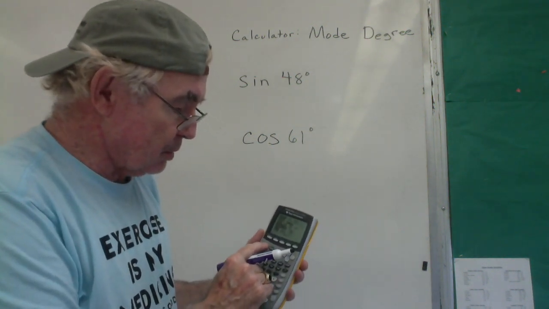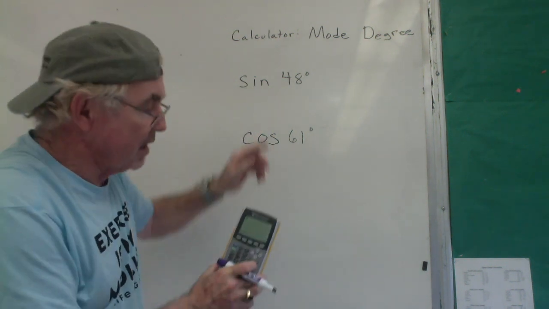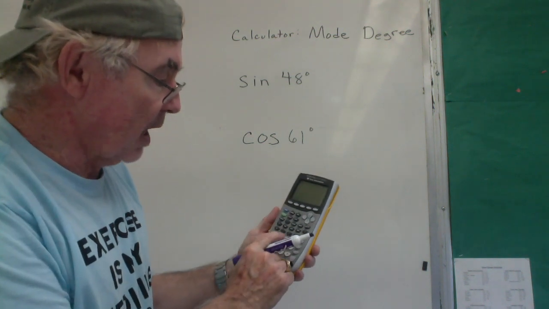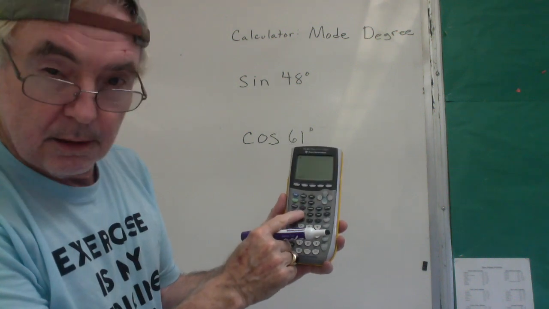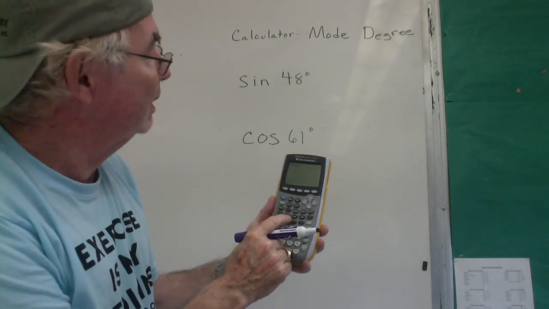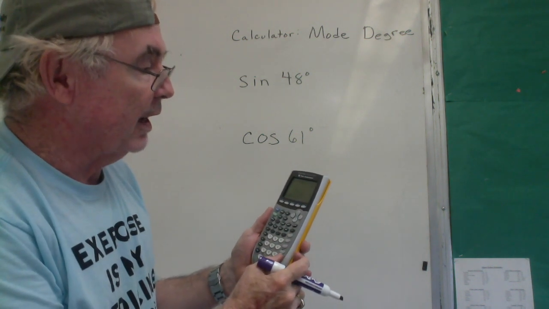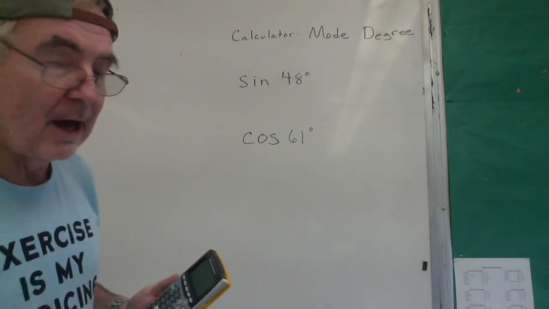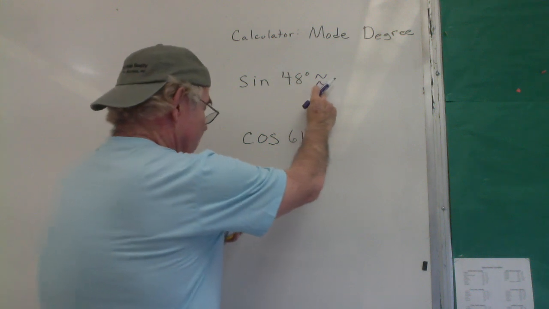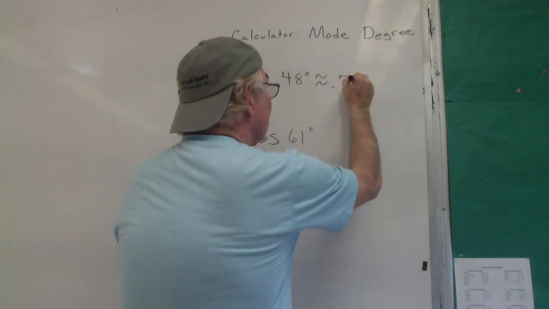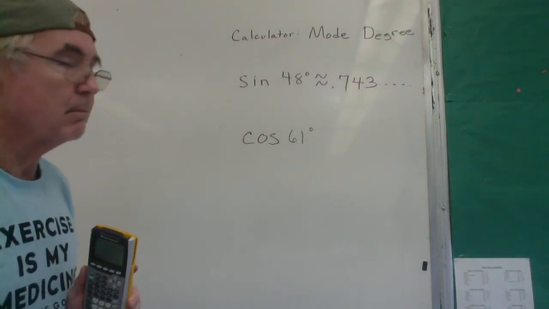Then you go to your home screen, second mode. I want you to look for the key sine. The sine key is SIN, right there. Hit sine, and then type in 48. Close your parentheses and hit enter. You will have approximately 0.743, etc. If you have that, you did it correctly.